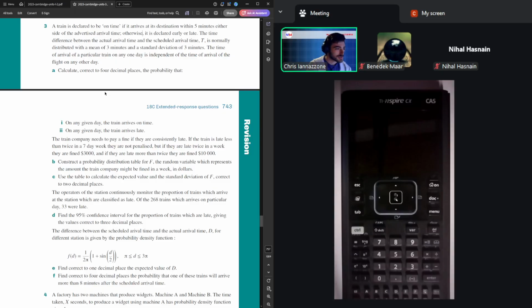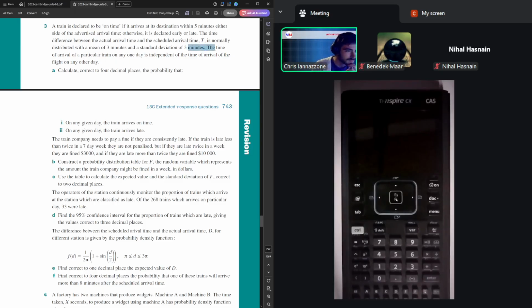The time difference between the actual arrival time and the scheduled arrival time, capital T, is the normally distributed random variable. So it is the time difference between when it should have been there, when it was scheduled, versus when it actually arrived. Positive T would mean later than normal, and negative T would mean earlier than normal.